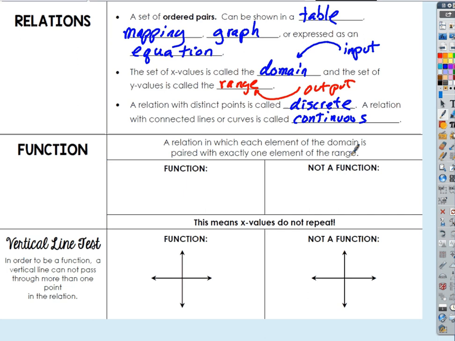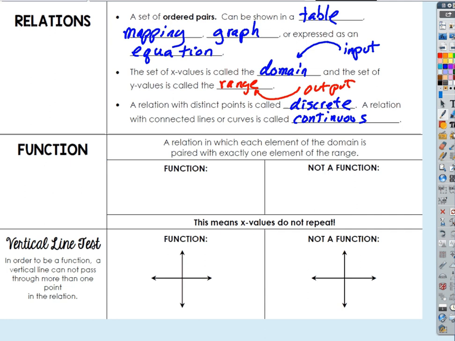The rule for a function: a relation is a function if for each input value there's exactly what? One output value, right? So if we're talking about x's and y's, then for each x value, there's only a single y value. Okay, that's the only rule for it to be a function. So let's look at a couple examples.